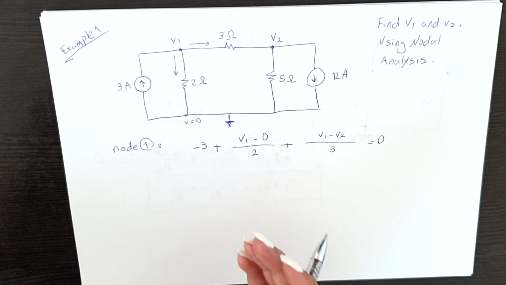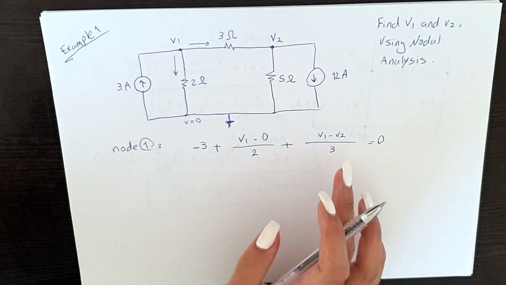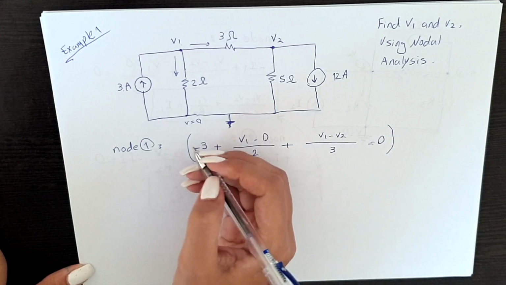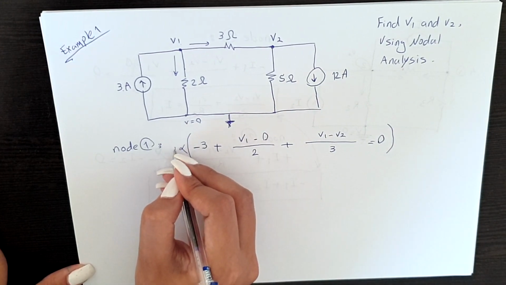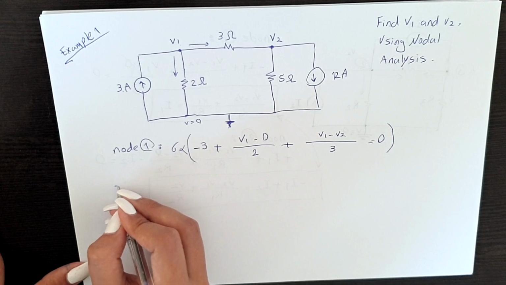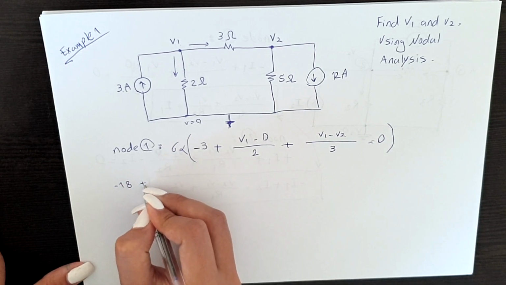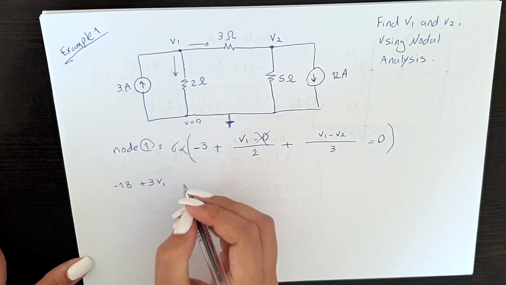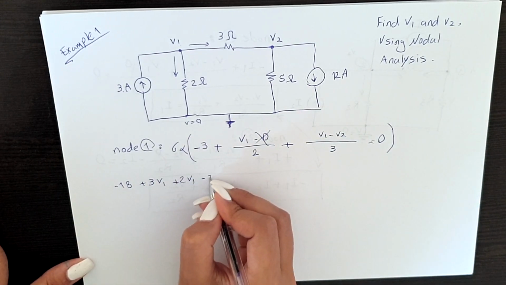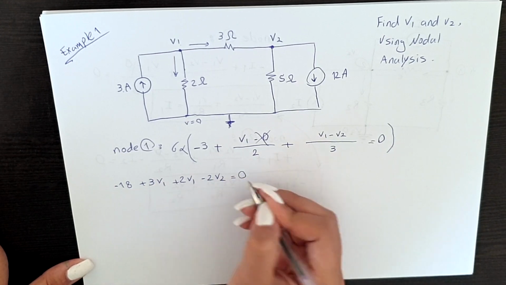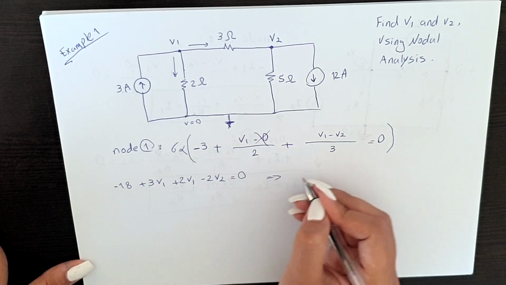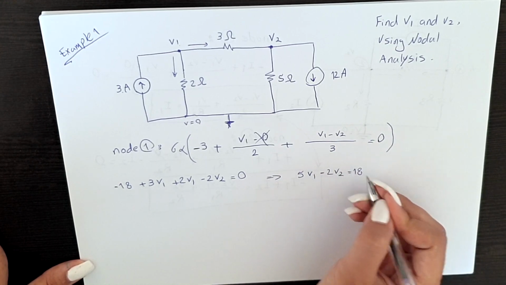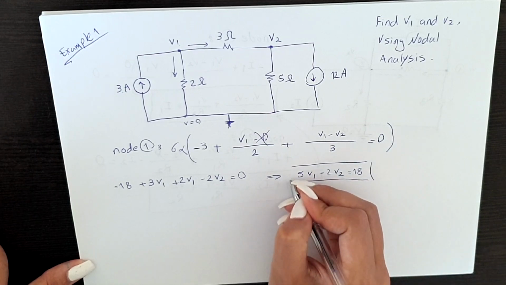Here guys, because we don't want to have any denominator, we're going to multiply this whole thing by 6. So what do we get? We get minus 18 plus 3V1, because we know this one already got cancelled, plus 2V1 minus 2V2 is equal to 0. From here, we have 5V1 minus 2V2 is equal to 18. We got our first equation.